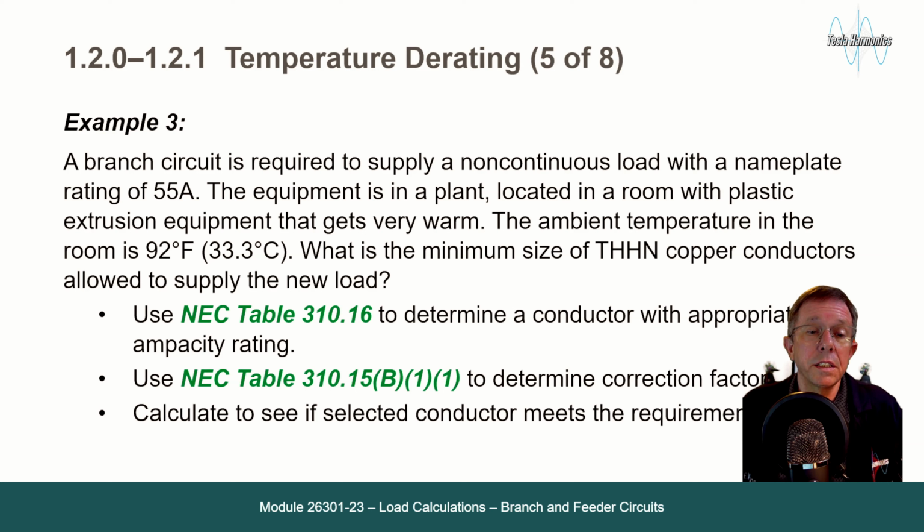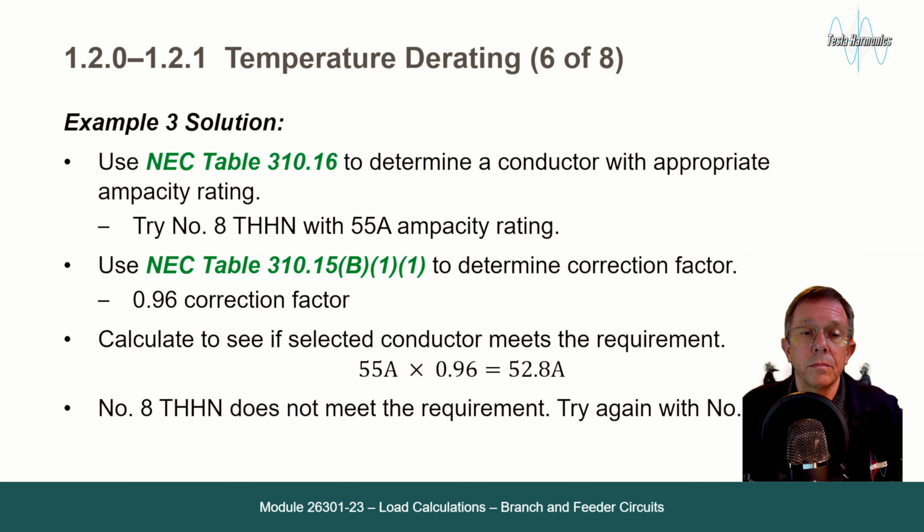We will use NEC Table 310.16 to determine a conductor with appropriate ampacity rating, and NEC Table 310.15(B)(1) to determine the correction factor. And then we will calculate to see if the selected conductor meets the requirement. Use NEC Table 310.16 to determine a conductor with appropriate ampacity rating. Try number 8 THHN with 55 amp ampacity rating.